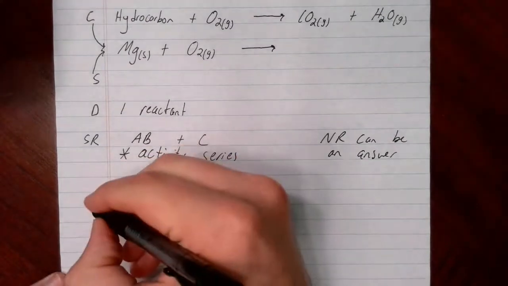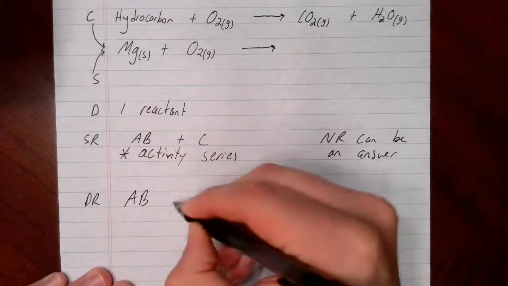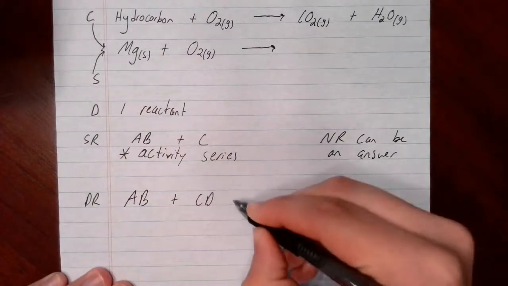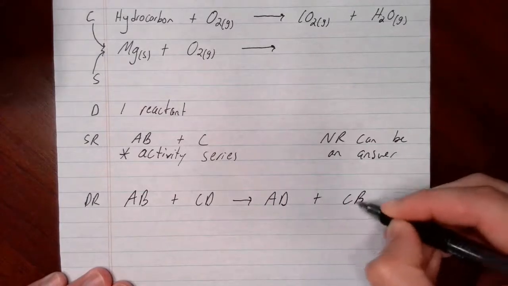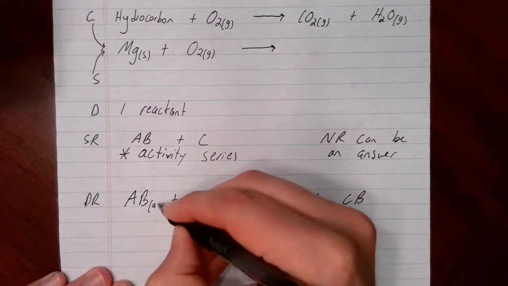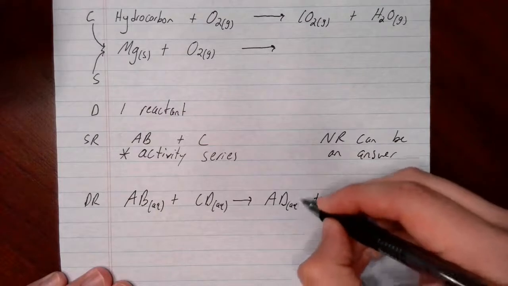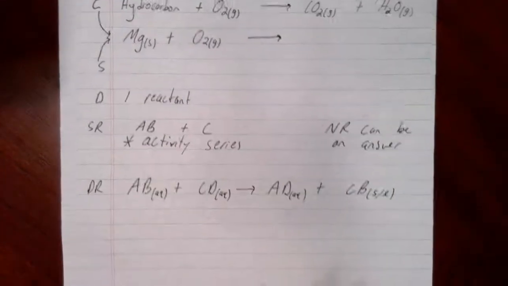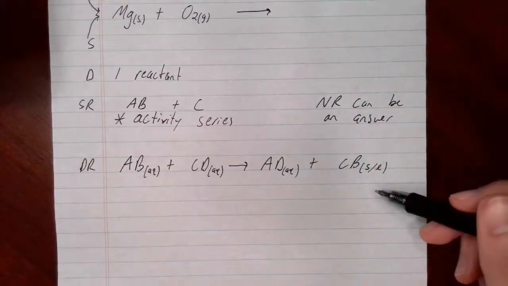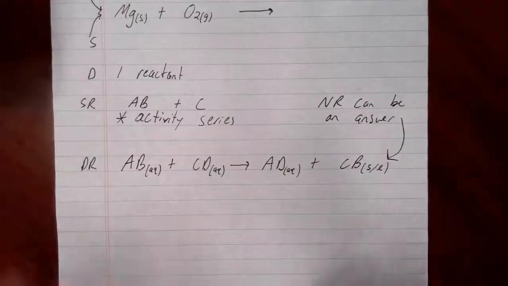Then for double replacement, we have something like AB plus CD yields AD plus CB, okay, where we have an aqueous solution combines with an aqueous solution to produce an aqueous solution, and then either a solid or a liquid product. Okay, if we don't have a solid or liquid product, then we have no reaction as well. Okay, so we can also have no reaction as a perfectly valid answer for our double replacement reactions.